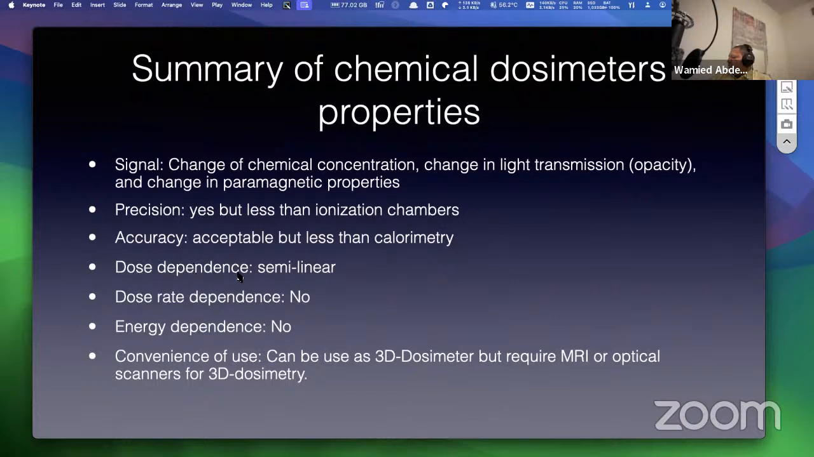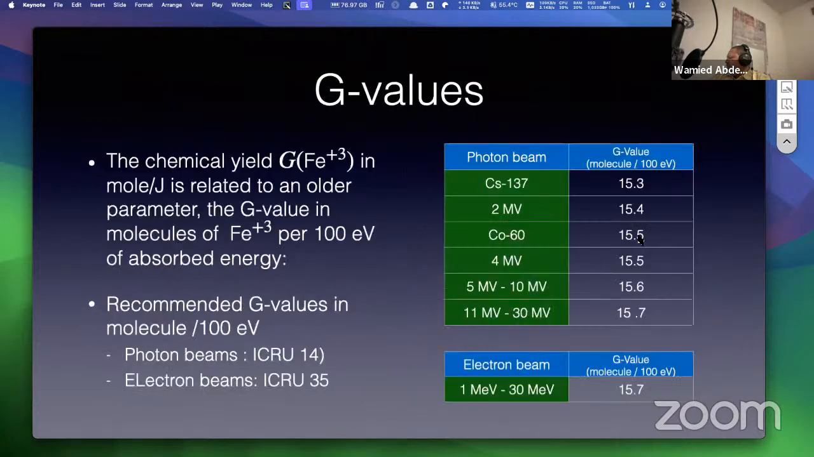Dose dependence: it's not really a linear dosimeter. It could be semi-linear. That means if we want to use it as a dosimeter, we have to establish a full calibration curve in order to use it. Dose rate dependence, I believe it does not depend on the dose rate. I might be wrong. Energy dependence, I think there is a small one. This should be yes, because when I look at the equation, this G value is energy dependent, but maybe the dependence is small. So if you establish it in cobalt, then probably it's good if you use it in another.